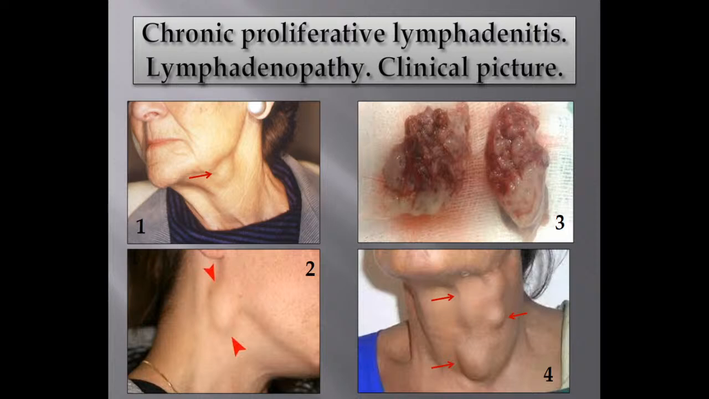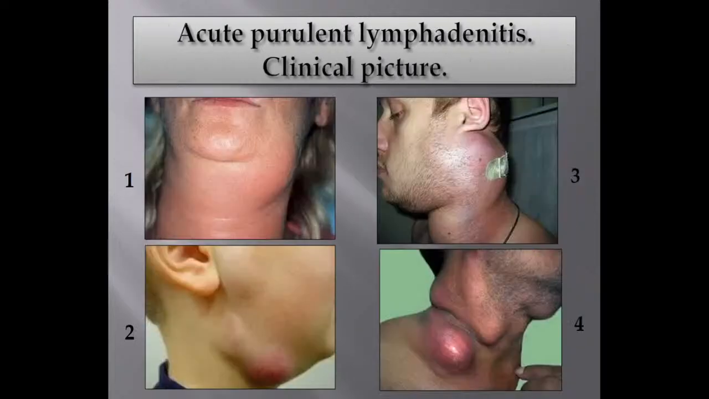You can see enlarged group of lymph nodes with different shapes and on one side of the neck. And here the photo of purulent lymphadenitis and adenophlegmon. Abscess of the lymph nodes and adenophlegmon on photo 3.